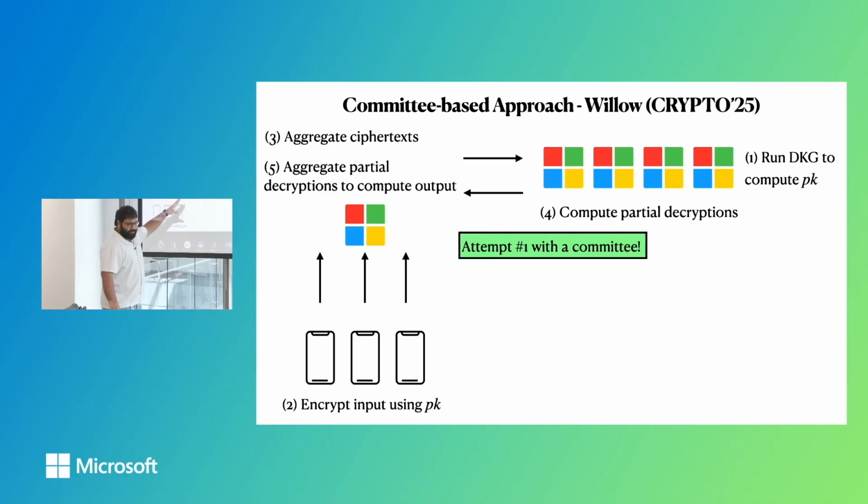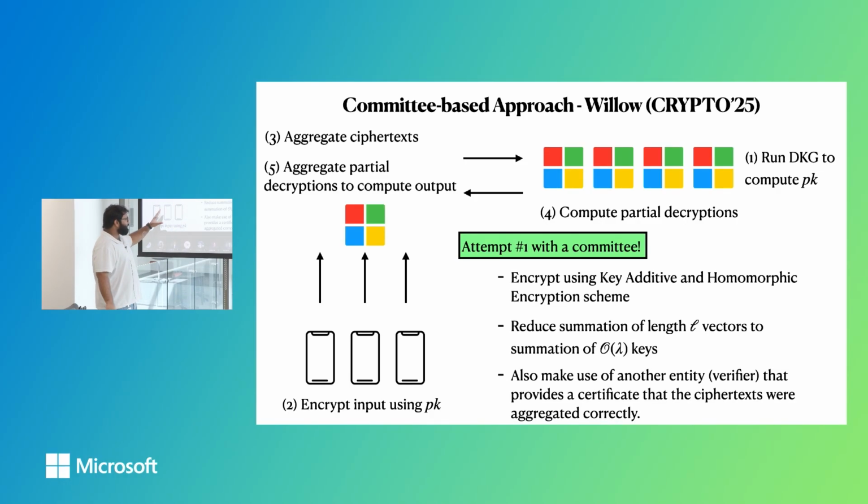This is just the overall idea. So Willow actually does something more. The protocol itself is kind of cooler in the sense that they don't encrypt their inputs using the DKG generated public key. In fact, they encrypt keys, and this key is a key for a key additive homomorphic encryption scheme. You can aggregate these keys, and then the server basically gets a key to decrypt the final ciphertext. The flow is sort of the same, but the protocol is a little bit more involved.